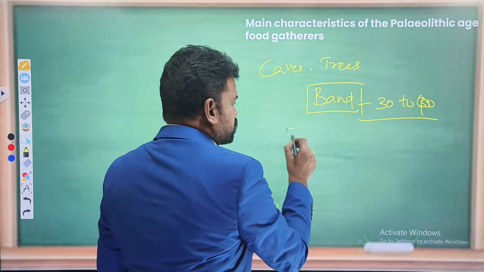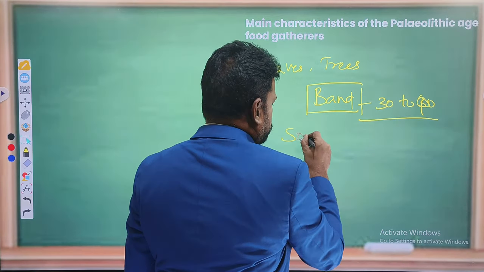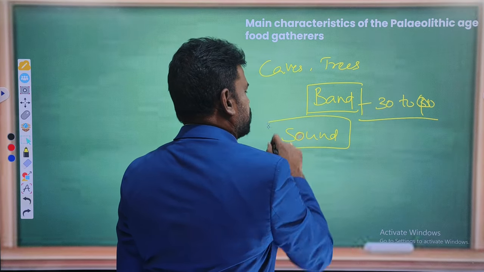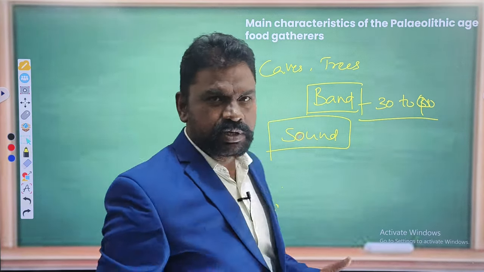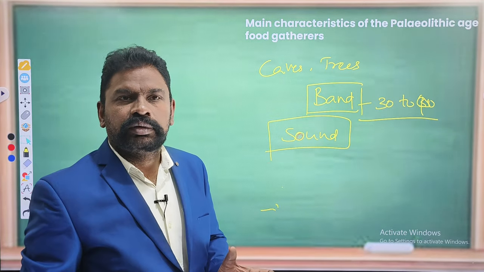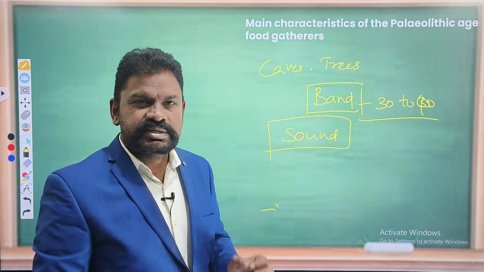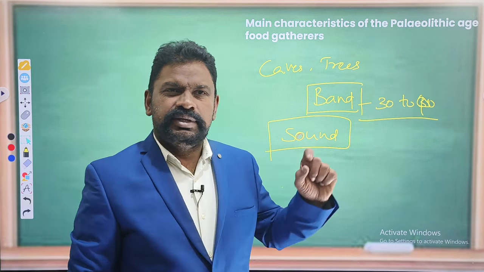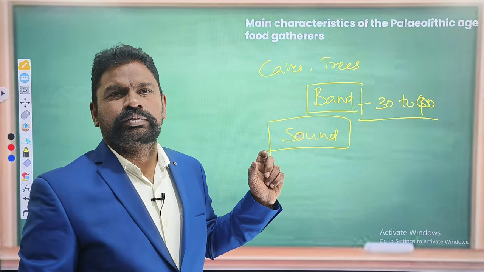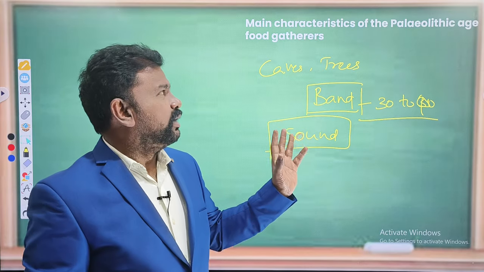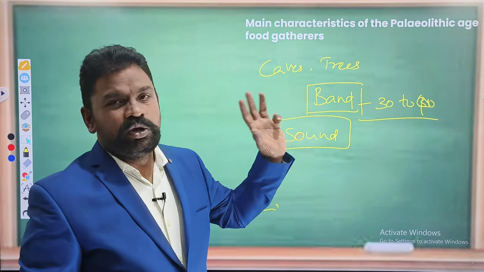They did not even know about sound. If a big sound occurred, they would scatter from that place, afraid of the sounds. No marriage system existed; they followed group sex. These are the characteristics of the people who lived in the early, that is Paleolithic, age.